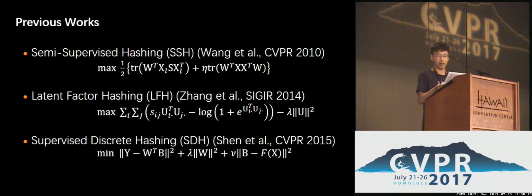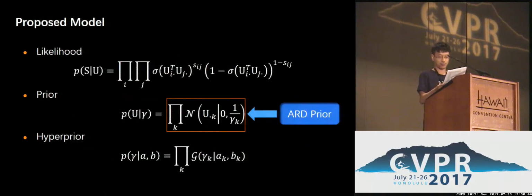Many supervised hashing methods optimize a form of loss function with a regularization term, which can be viewed as a MAP estimation of the hashing codes, just like these 3. However, these approaches are prone to overfitting unless hyperparameters are tuned carefully. So we turn to Bayesian methods in hope of solving this problem.